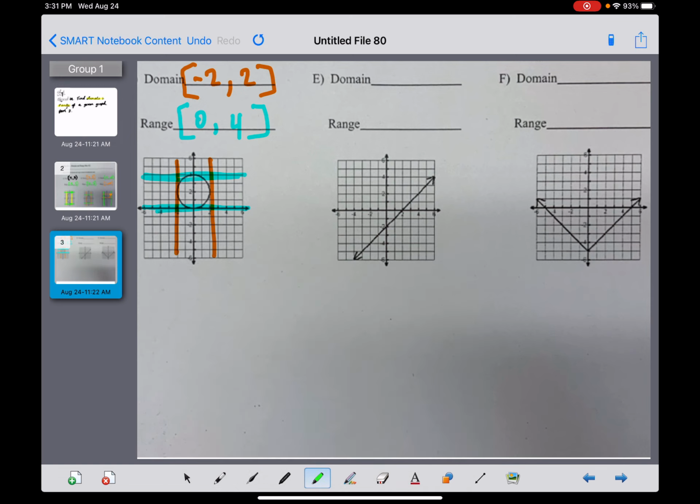Okay, so let's look at this one right here. This is domain, left and right. Here, it has arrows, right? That means it keeps on going towards the left-hand side, and on the other side right here, it keeps on going towards the right. So the arrows indicate it doesn't stop. Going to the left, it's negative infinity. And then towards the right, it's positive infinity. Since it's infinity, we use parentheses.